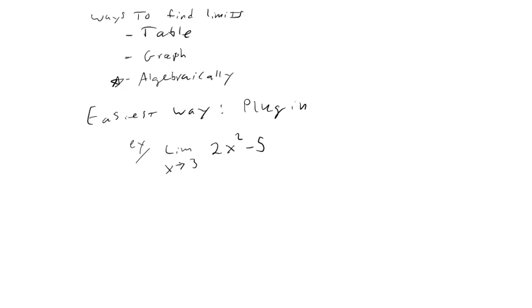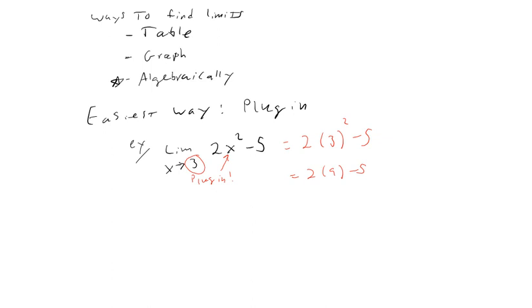To algebraically solve this limit, all you will do is take the 3 and plug it in. Take this 3 and plug it in to the x there, right? So you would say this is going to be equal to 2 times 3 squared minus 5, which is 2 times 9 minus 5.